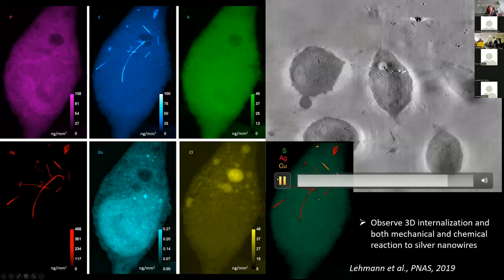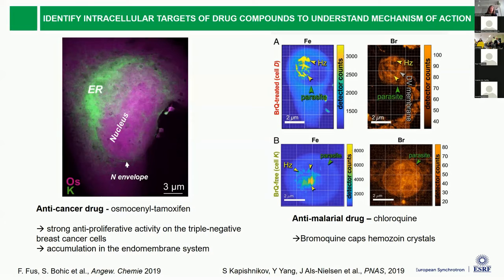Staying a bit in the X-ray fluorescence part, one of the prominent applications is looking into drugs for different diseases, and there are quite a few in the area of cancers, of course. Typically what we try to do is to precisely identify the targets of these drugs inside the cells in order to understand their mechanism of action. For example, osimertinib and tamoxifen, a drug that is one of the very few effective for triple negative breast cancer cells.